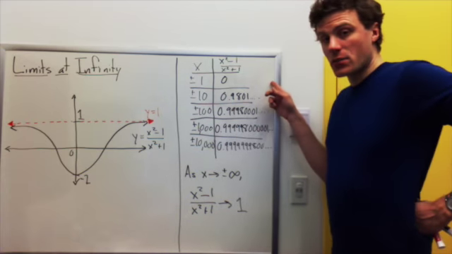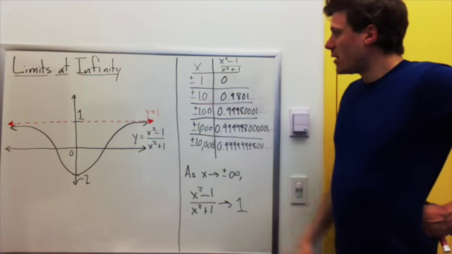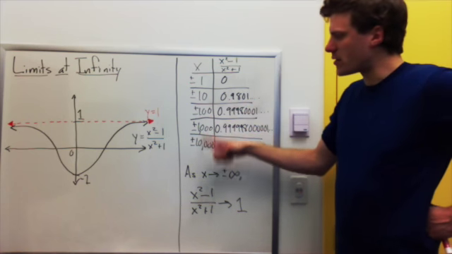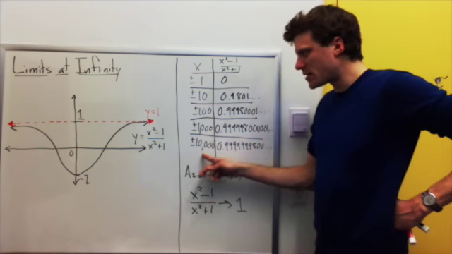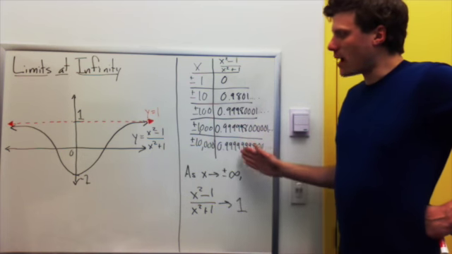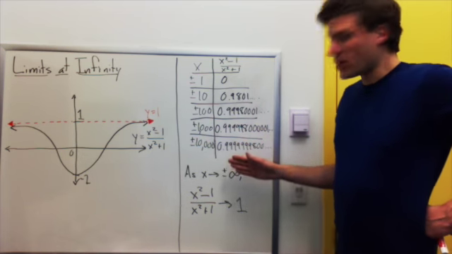Now over here I have a table of values for this function. I let x be equal to plus or minus 1, plus or minus 10, plus or minus 100, plus or minus 1,000, plus or minus 10,000. This is an even function, so plugging in a positive or negative value for x gives the same result.